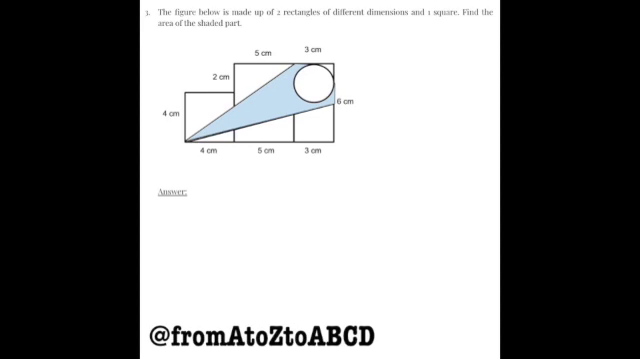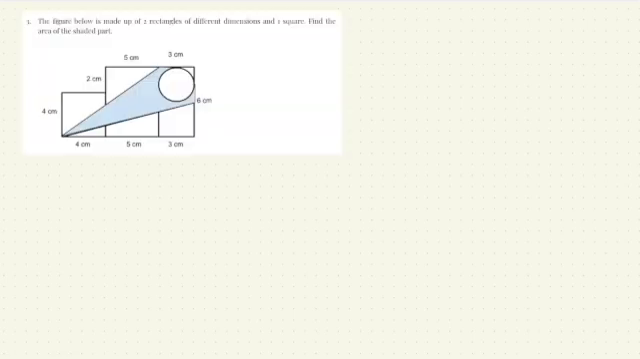The figure below is made up of two rectangles of different dimension and one square. Find the area of the shaded part. So let's pull out the diagram first. So this will be the question. Similarly to the previous question, what can we do first? Okay, so we will first draw out this.